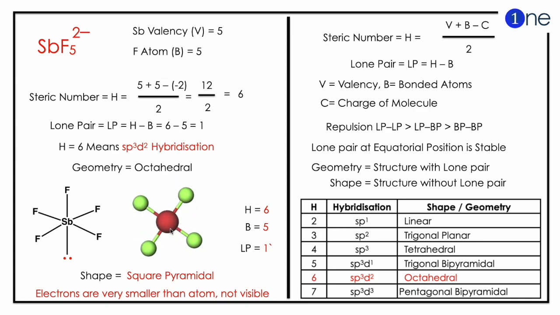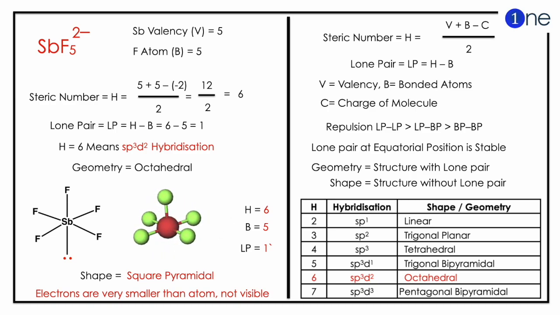To find the hybridization, you should know the steric number, which is H equals (V plus B minus C) divided by 2. Here V represents valency. The antimony valency is 5 and bonded atoms are 5. So the steric number will be (5 plus 5 minus of minus 2), which gives 12 by 2 equals 6.